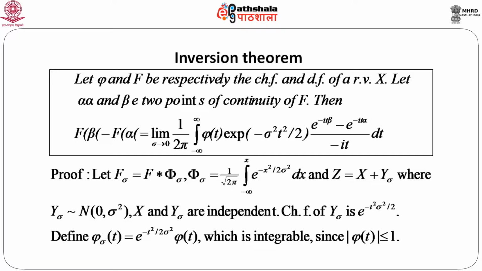Let us define one function, small phi sigma t, equals e to the power minus t square by 2 sigma square into phi t. It is easily seen that this is integrable, because mod of phi t is always less than or equal to 1, as we have seen in the last few classes. So, we are basically assuming some things here to prove this inversion theorem.